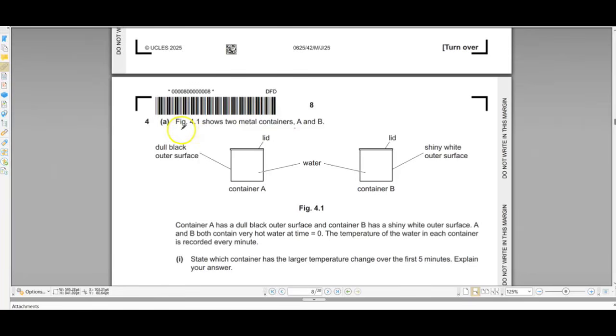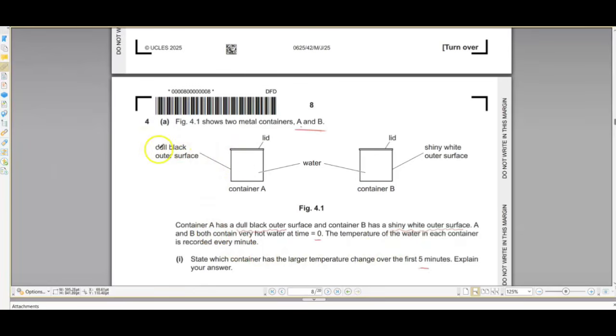Question number 4, A part. Figure 4.1 shows two metal containers A and B. Container A has a dull black outer surface and container B has a shiny white outer surface. A and B both contain very hot water at time t equal to 0. The temperature of the water in each container is recorded every minute. State which container has the larger temperature change over the first 5 minutes. Explain your answer.